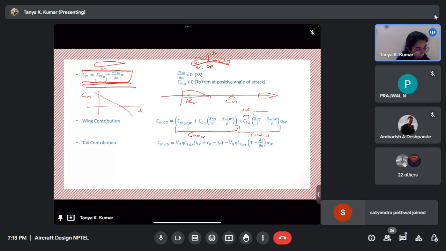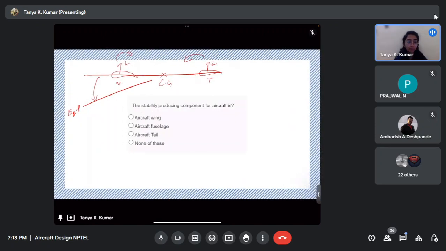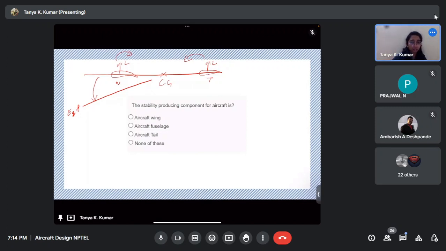This entire thing is also positive. So Cm alpha wing is positive. Correct? So it does not contribute towards stability. In fact, it's destabilizing in nature. We had seen this even in the figure that I had drawn here, that the wing produces a moment that is not restoring. It's in fact producing the opposite moment to what we desire. So the wing is a destabilizing component for longitudinal stability.